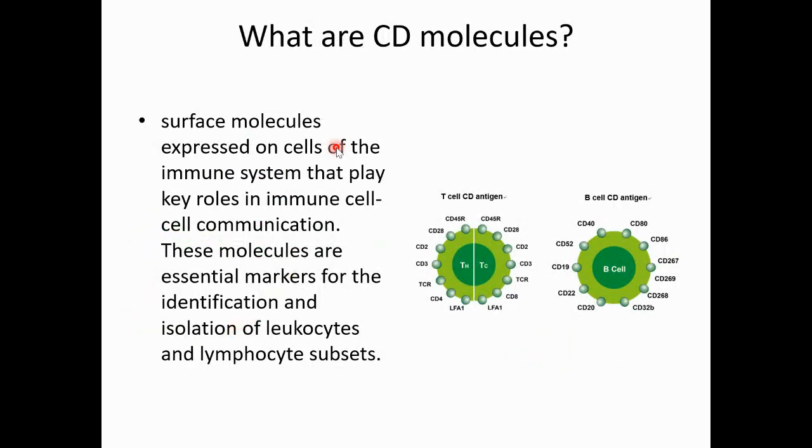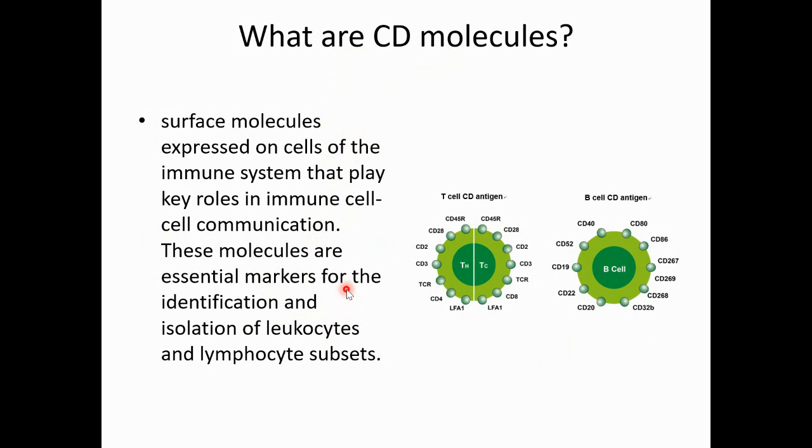Okay, here's a slide for the CD molecules, and CD is an abbreviation for cluster of differentiation, and they're surface molecules, like I said earlier, expressed on the cells of the immune system that play key roles in immune cell-to-cell communication, just like I showed you in that previous picture. These molecules are essential markers for the identification and isolation of leukocyte and lymphocyte subsets.